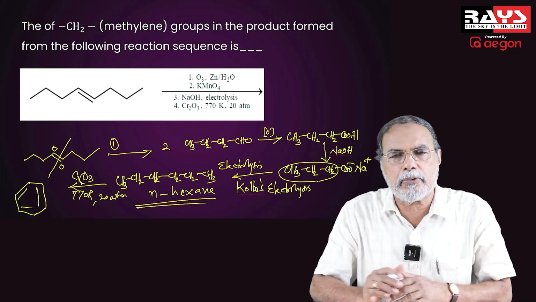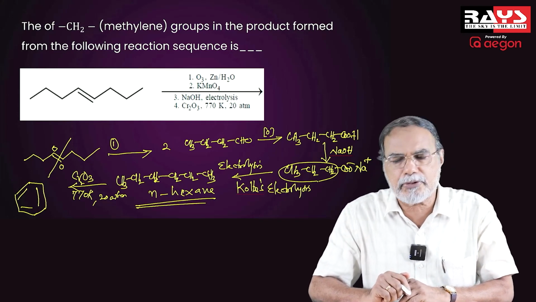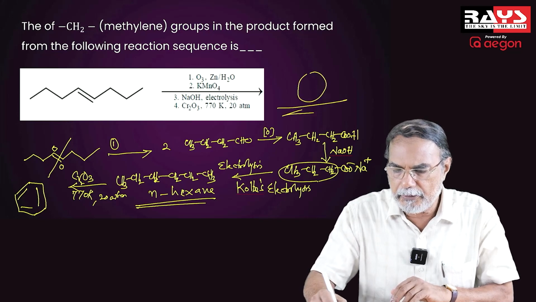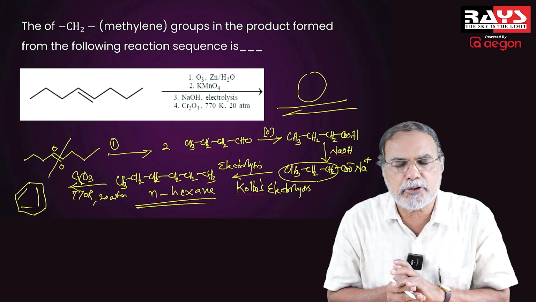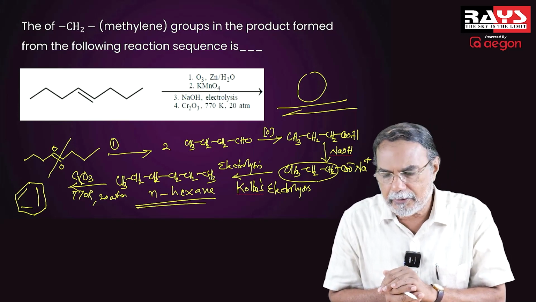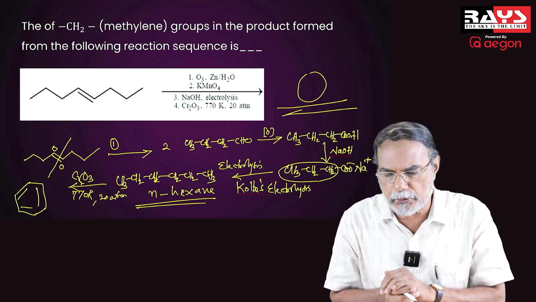So what is the answer to the question? The number of CH2 groups. That's the question. So what's the number of CH2 groups? The number of CH2 groups is 0. So the answer to the question is 0. No CH2 groups in the final product. So the answer is 0.